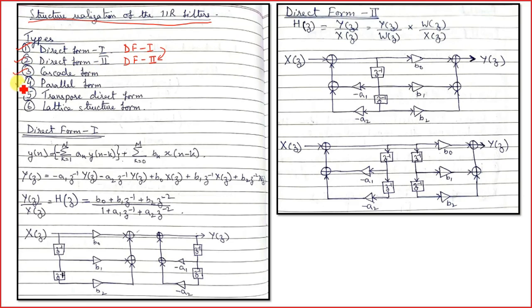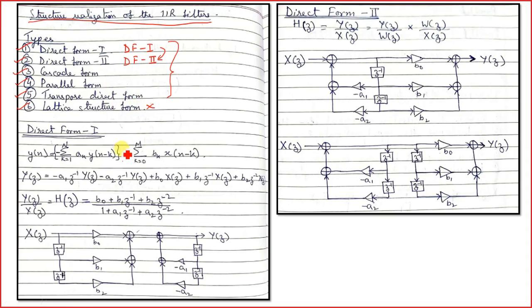Then fourth is parallel form. Fifth one is transpose direct form, and last one is lattice structure form. We will not cover lattice structure form in our course. However, if you get a short note, you should mention this name, lattice structure form. Okay. So we will be mainly concentrating on the first five: direct form 1, direct form 2, cascade form, parallel form, and transpose direct form.